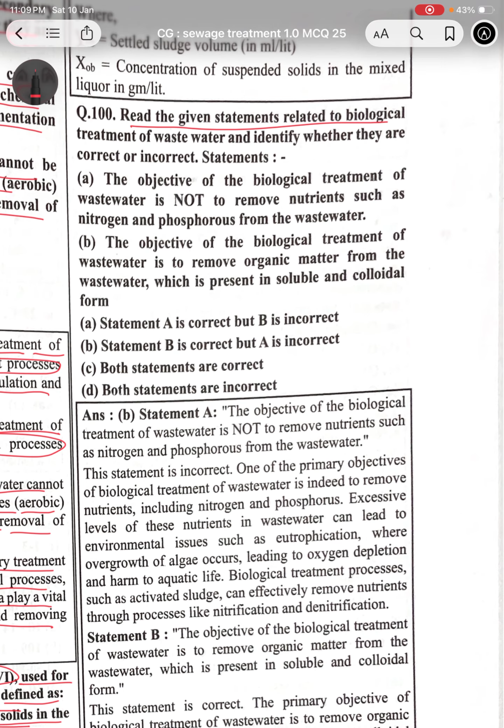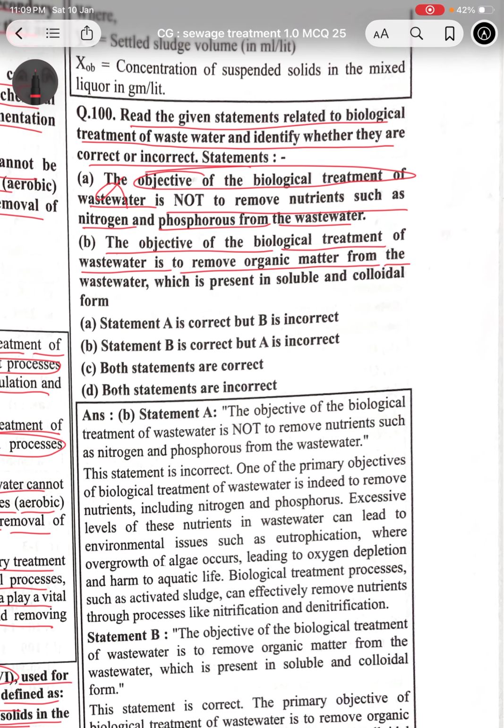Read the statements related to the biological treatment of wastewater. Identify whether they are correct or incorrect. The object of biological treatment of wastewater is not to remove nutrients such as nitrogen and phosphorus from the wastewater. The object of biological treatment of wastewater is to remove organic matter from the wastewater, which is present in soluble and colloidal forms.